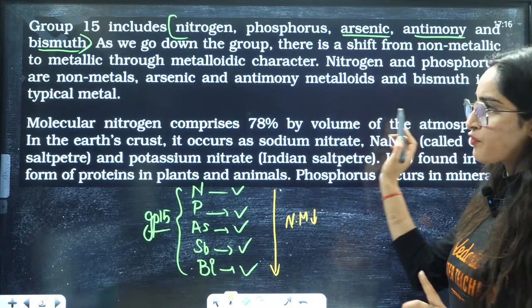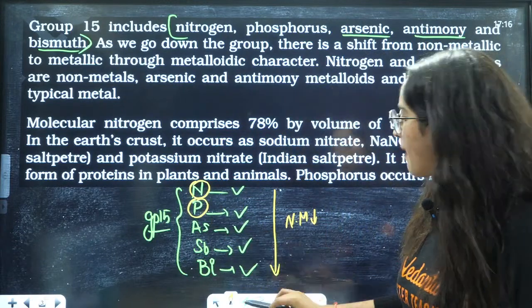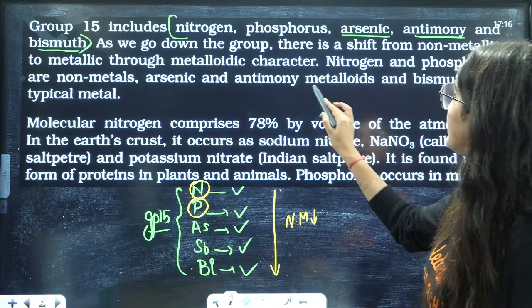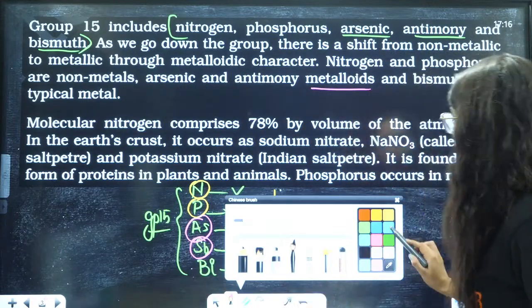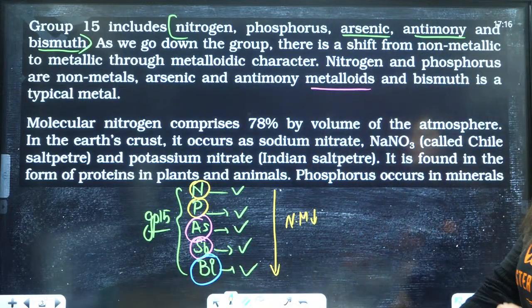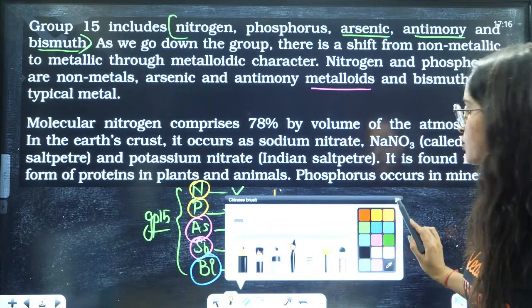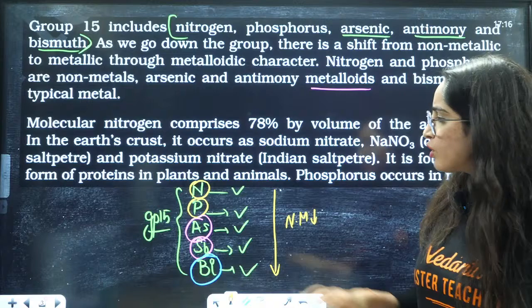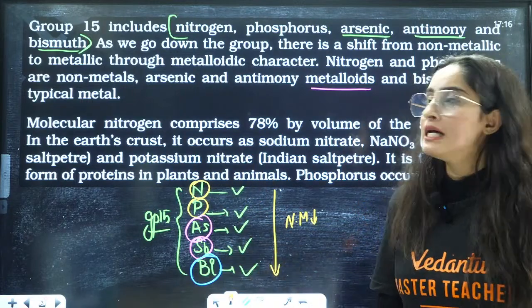Nitrogen and phosphorus are non-metals. These two are non-metals. If you talk about arsenic and antimony, they are metalloids. And if you talk about the last one, that is bismuth, it is a non-metal, right? So bismuth, sorry, that is a typical metal, because down the group metallic character is increasing, no? So these two are non-metals, then you have metalloids. This is your metal.